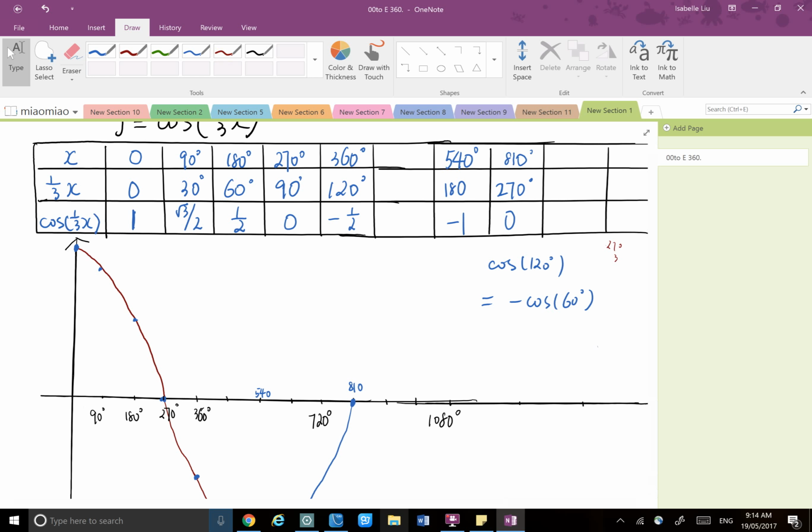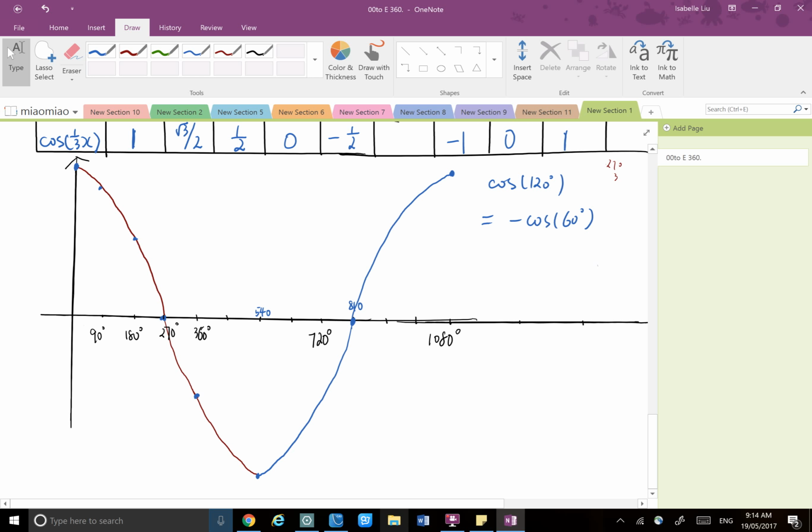And the last point, let's say the end point, 1080. If you take a third of that, it is 360. Okay, what's cosine 360? 1. Okay, same as cosine 0. So it's 1. So 1080 will give you 1, which is a point here. Okay, that's the shape of the graph.